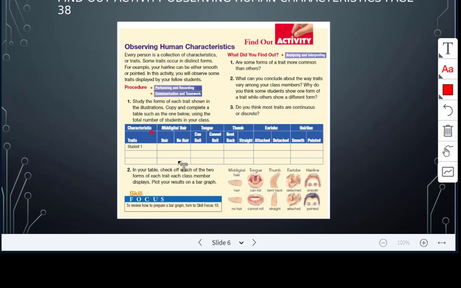One is mid-digital hair, so having hair in between your nail and the knuckle. The tongue, being able to roll your tongue or not. Your thumb, it's either bent back or it's straight. Another one is earlobes. They are either detached or attached. And then the hairline, it's smooth or pointed. So it'd be interesting to do that with your families at home.